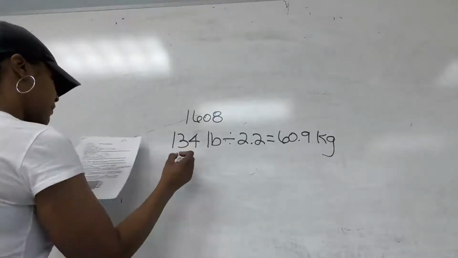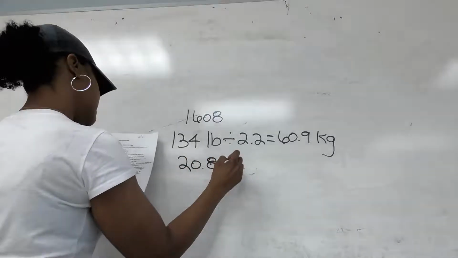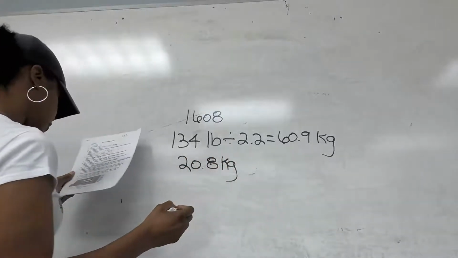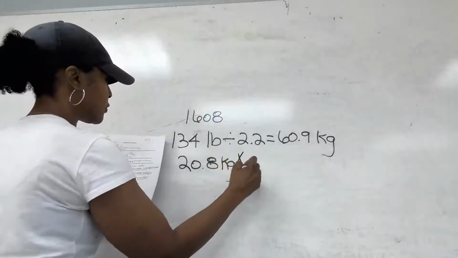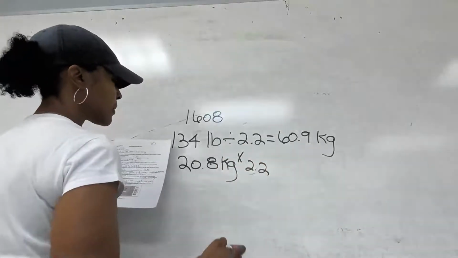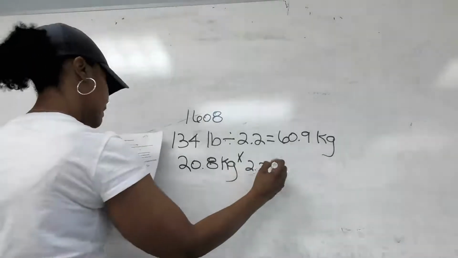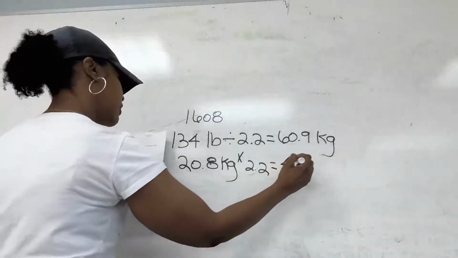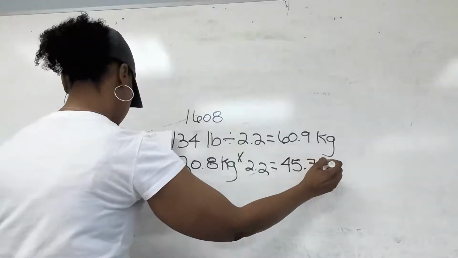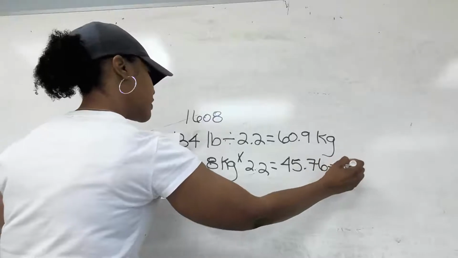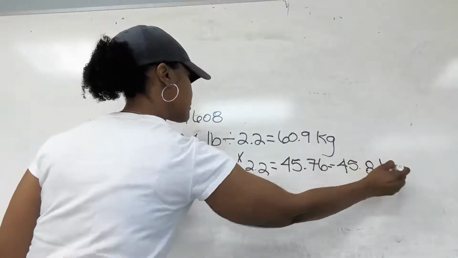All right, another one is 20.8 kilograms. We're converting that to pounds, okay? So we're going to multiply that by 2.2. We're going from kilograms to pounds, multiply by 2.2, and we come up with 45.76, rounded, 45.8 pounds.